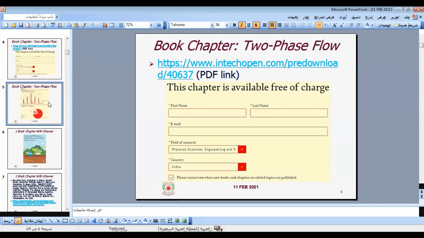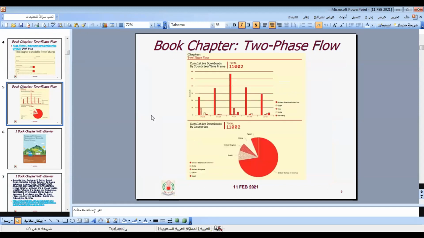Two days ago, I received a message from the publisher that my book chapter on two-phase flow has reached more than 11,000 downloads. In the second photo, you can find the top 5 countries where these downloads are coming from: United States of America, India, United Kingdom, China, and Egypt.